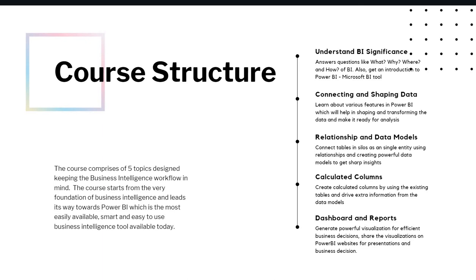Creating the relationships and data models. This is basically connecting various different kinds of tables. For example, you might be getting data from your marketing department and data from your purchase department. Now, how do you connect them with certain keys so that you can get insight? You can connect both these tables and get great insights out of it.